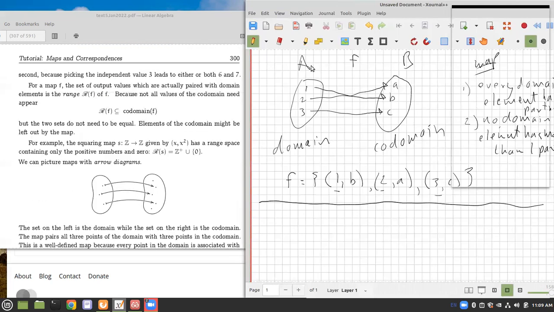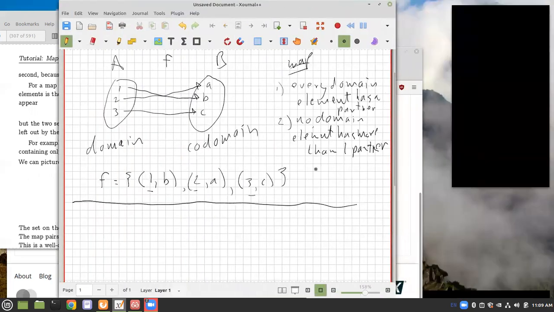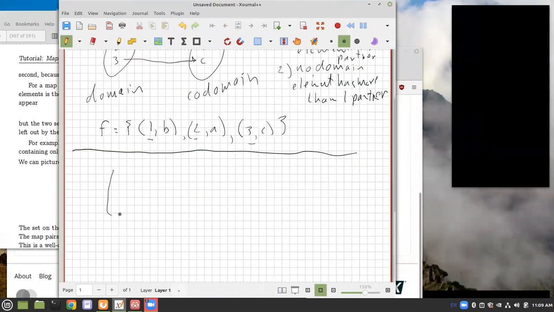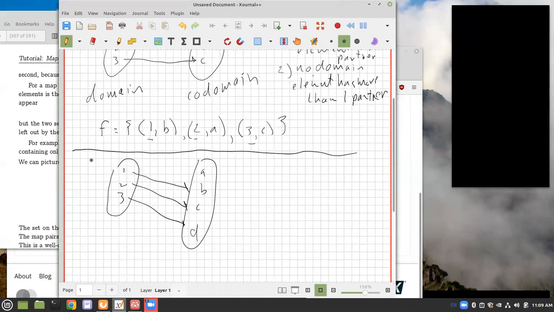And let's see what other, oh yeah, here's another case of a map. So here's another domain and codomain. And the idea here is it's okay if one of the codomain elements isn't paired. We use the word range for the elements that actually are partners. So the range here would be B, C, and D. So the range doesn't necessarily include all of the codomain. You can see that the range is a subset, or part, of the codomain.